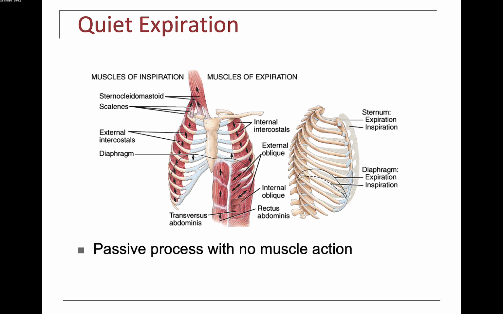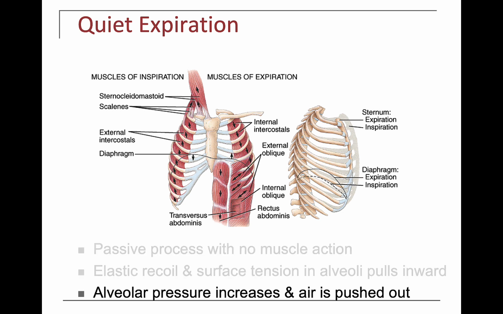So air is pushed out when the dimensions of the chest and lung get smaller, and that pressure rises above atmospheric pressure. So quiet inspiration involves two muscles, the diaphragm and the external intercostals. Quiet expiration is a passive process that involves no muscular activity, just the relaxation of the external intercostals and diaphragm, and the lungs go back to original shape due to surface tension of the alveoli and the elastic recoil tissue of the lungs.